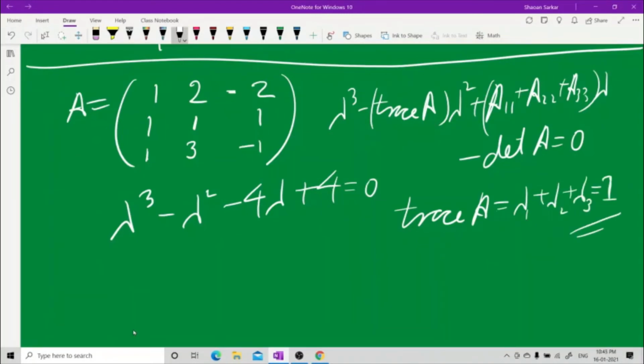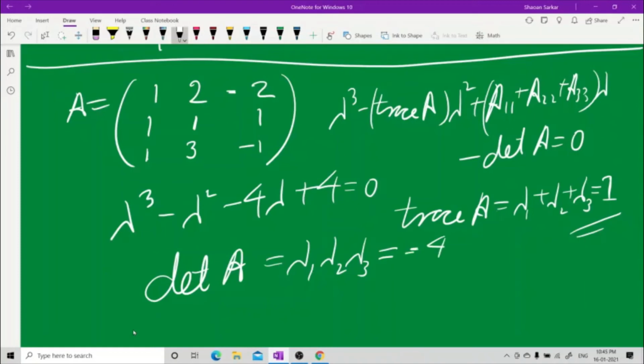Lambda 1 plus lambda 2 plus lambda 3 is 1. I hope you got this point. You had already found it earlier. And determinant A is basically lambda 1, lambda 2, lambda 3, and equal to, I think it was minus 4. Now see the fun I'll do. Till here, I have to do what I have to do.